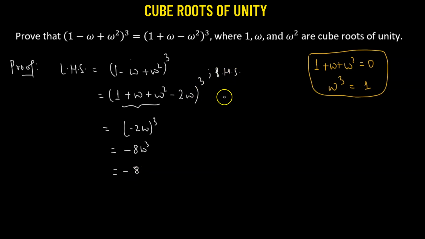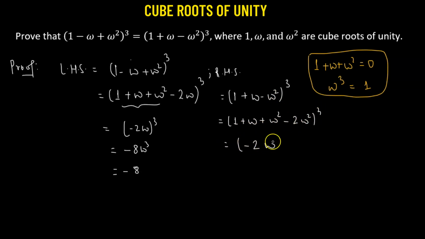On the right hand side, we have (1 + ω − ω²)³, which can also be rewritten as 1 + ω. But since we have negative ω², we will subtract 2ω² from it. Now 1 + ω + ω² goes to 0, which leaves us with (−2ω²)³, which is equal to −8 times (ω²)³.